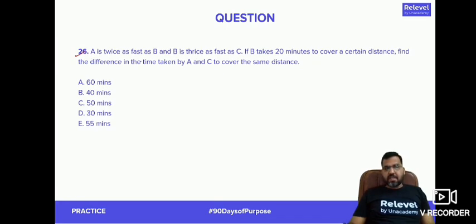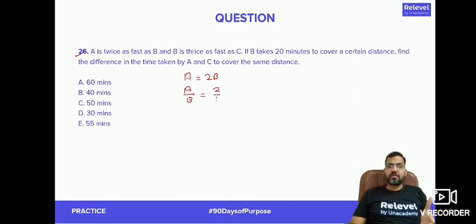Question number 26, it says that A is twice as fast as B. Right? The speed of A is twice as fast as B. That means the ratio of the speed of A and B is 2 upon 1. B is thrice as fast as C. That means the ratio of the speed of B and C is 3 upon 1. B takes 20 minutes to cover the entire distance. Find the difference in time taken by A and C to cover the same distance.